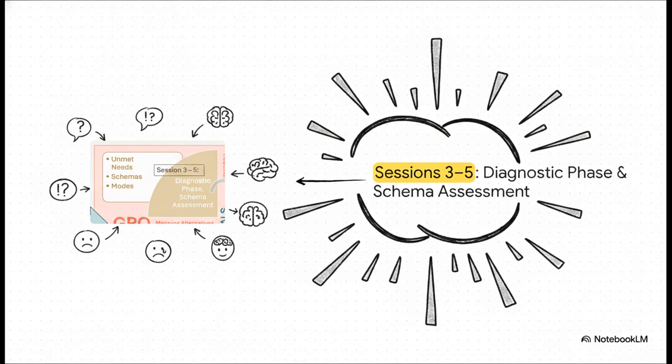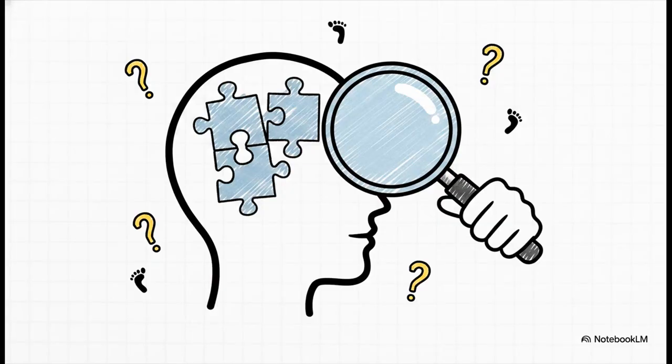Looking at the overarching GRWTH model, we've already moved past those initial Session 0 pre-meetings and the basic contracting in Sessions 1 and 2. So the client has their goals, they've got their homework, and now we're zooming straight into the very heart of the operation. We are officially entering Sessions 3 through 5, basically the diagnostic phase. This specific 3-session window is dedicated to the heavy lifting of assessment. This is where you decode the client's unmet needs, pinpoint their schemas, and map out their modes. Honestly, it's where the real detective work happens.